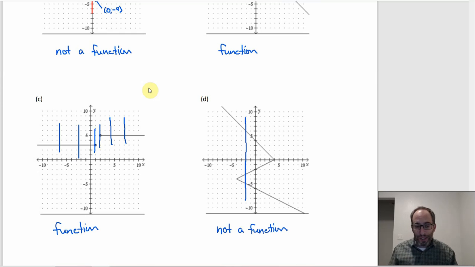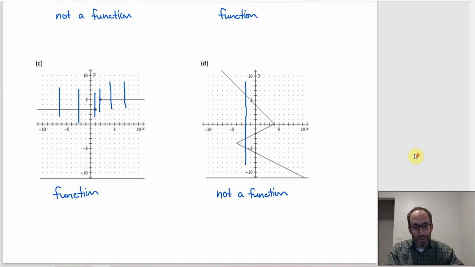So surprisingly, when it's a graph, I think this is actually easier. All you have to do is see if there is any vertical line that's going to intersect the graph in multiple points. If there is one that exists, then what you have is not a function. If that doesn't exist, if every vertical line intersects it in at most 1 point, then it's a function. So that's pretty much it for 4A, I think.